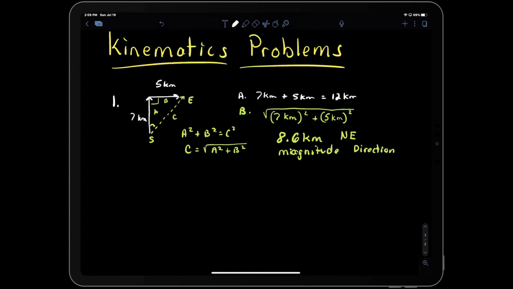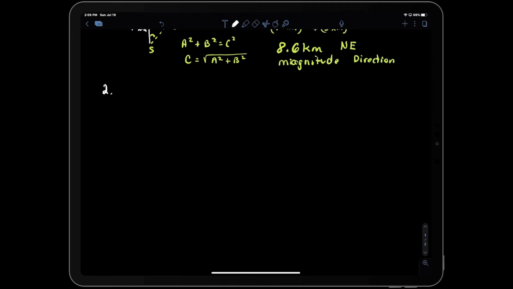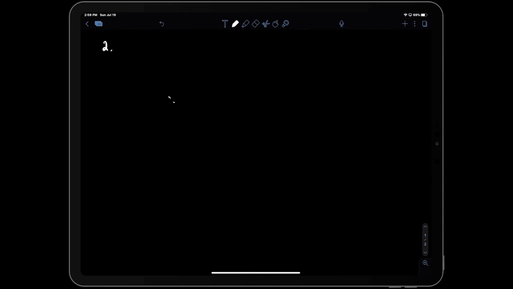Let's go to question 2. Question 2 reads, Anthony walks to the pizza place for lunch. He walked east 1 kilometer, so we're going to go east 1 kilometer. And then he goes south 1 kilometer, so we'll have 1 kilometer here. And then he goes east again 1 kilometer, so we have 1 kilometer here.